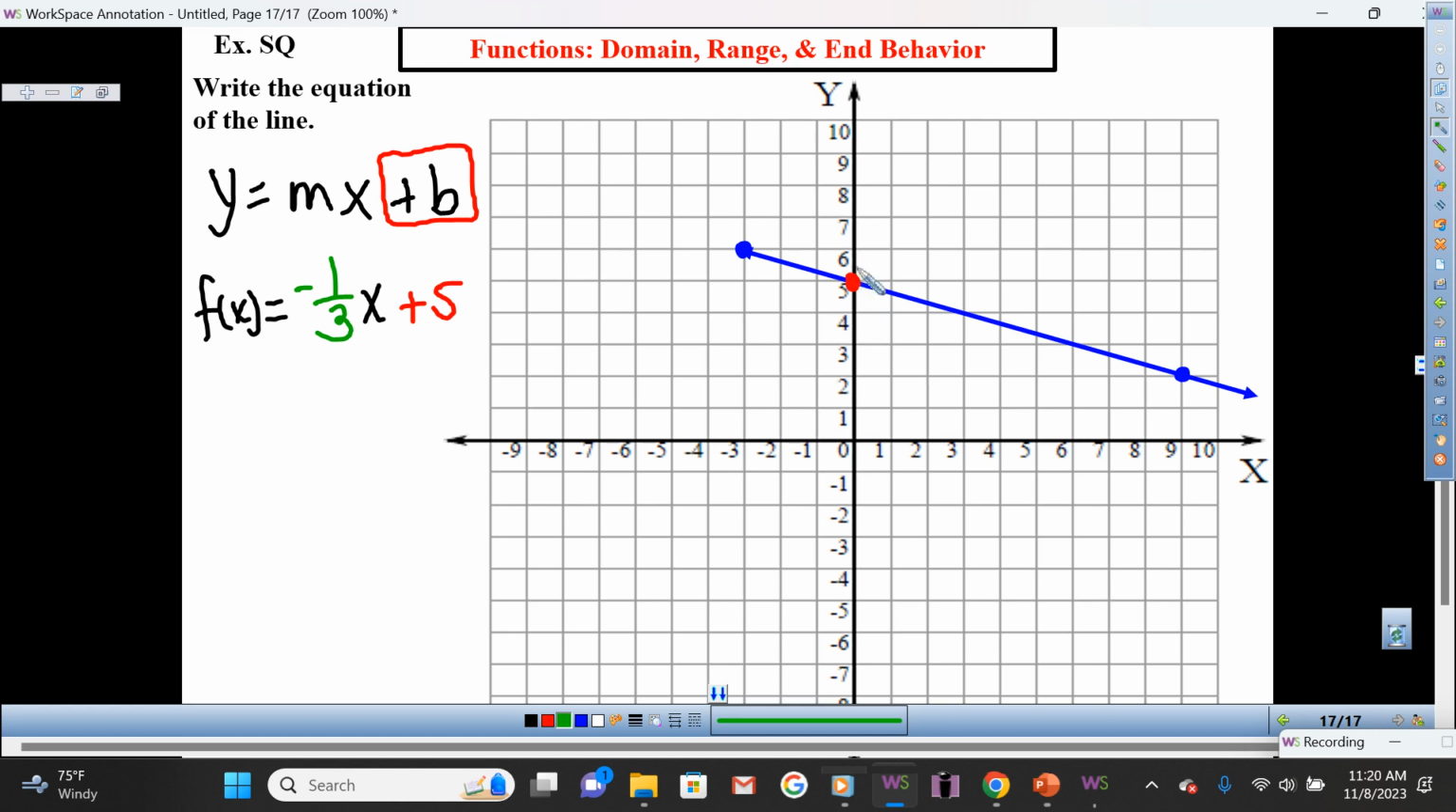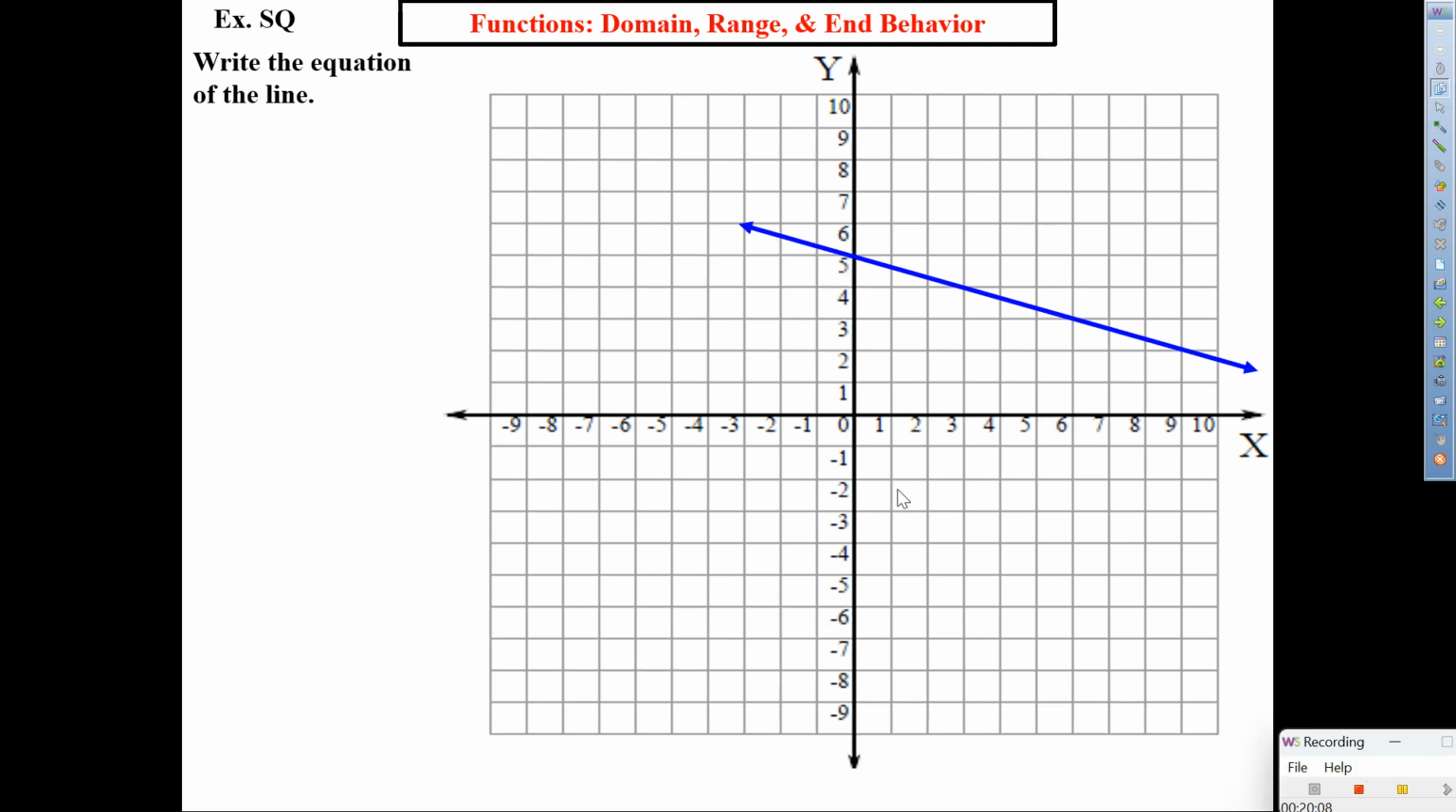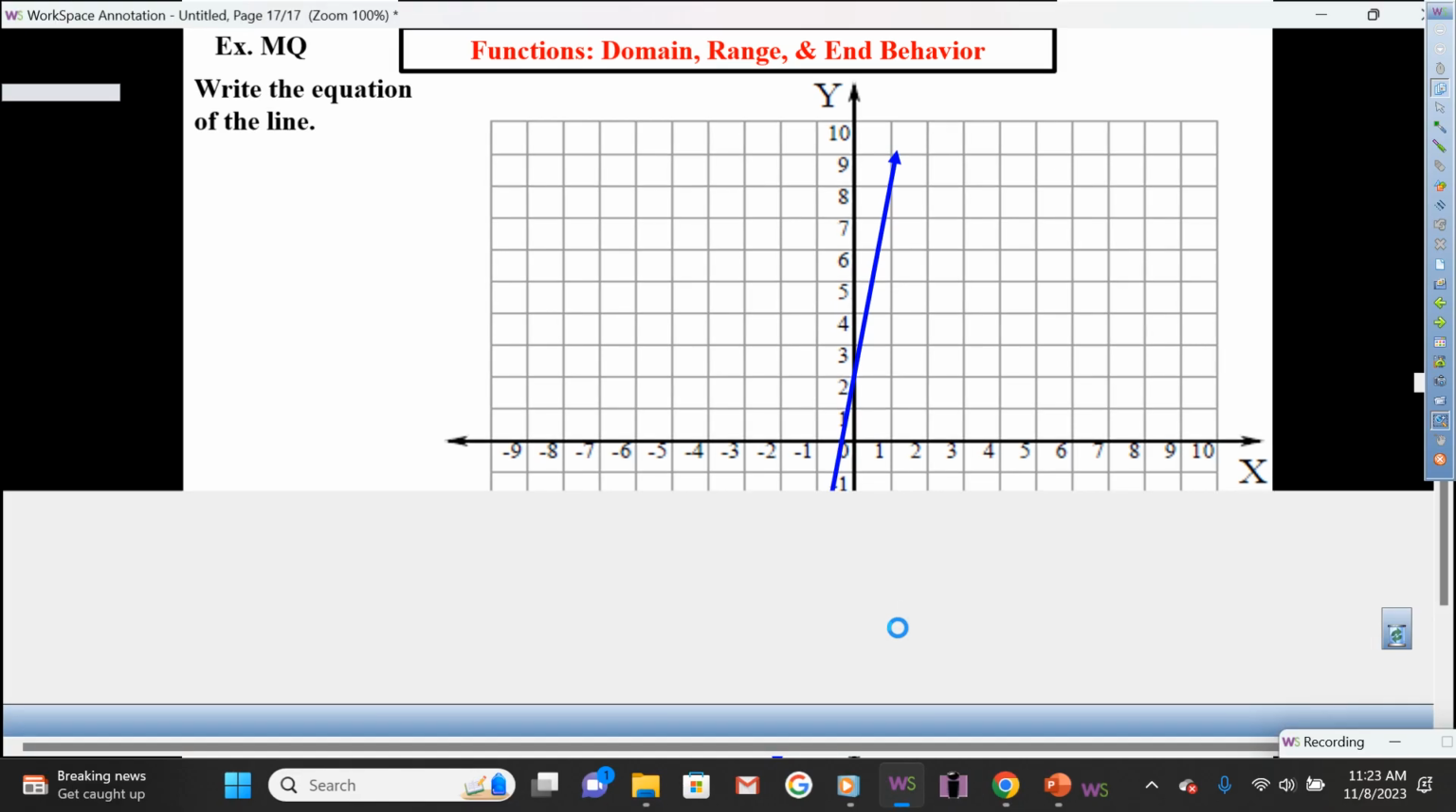Let's double check. I'm going to use these 2 points right here. So going from left to right, I go down 1. And then I go, how many to the right? 1, 2, 3. So 1 down, 3 to the right, and that is correct. From 1 to 5, how are you with that? Yeah, we got it, right? Let's do one more. One more. Copy this one. Example mega Q. Let me zoom in.